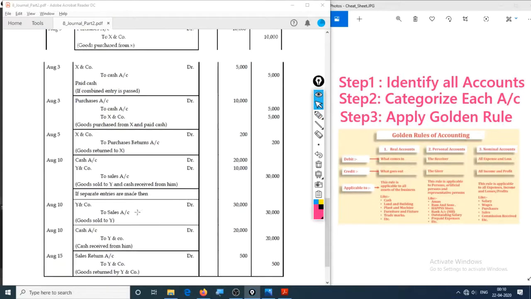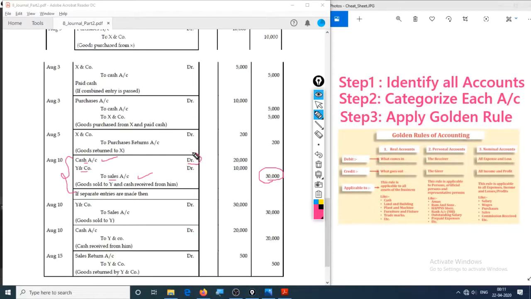So let us now go the reverse way and check out another entry and try to frame a transaction or a question from that entry. So right here this is a compound entry, and this entry says cash account debit, Y debit, to sales. So this shows that a sale is made and the goods went out. So rupees 30,000 sale is made.